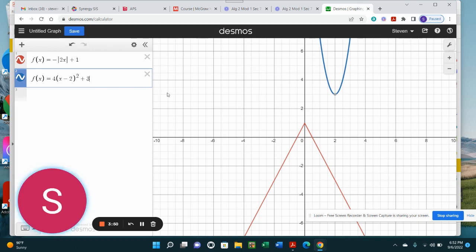So notice here what happens, and I'm going to get rid of the 4 just for a second, just so you can see what happens. Notice here that the vertex moved to 2, 3, which is what it should have done. Positive 2, positive 3, so it moved in the right direction. And then we go over 1, up 1, and over 1, up 1, and then we should go over 2 and up 4. 1, 2, 3, and you can see 4.